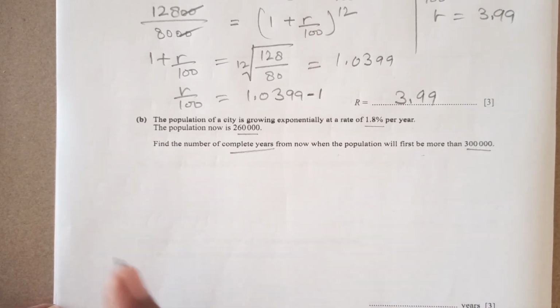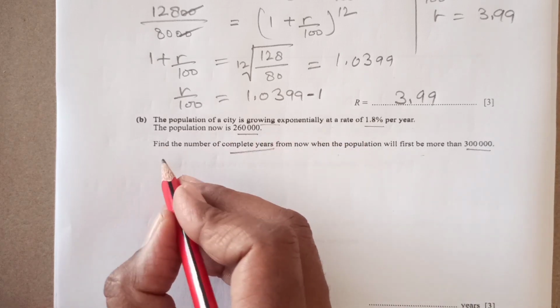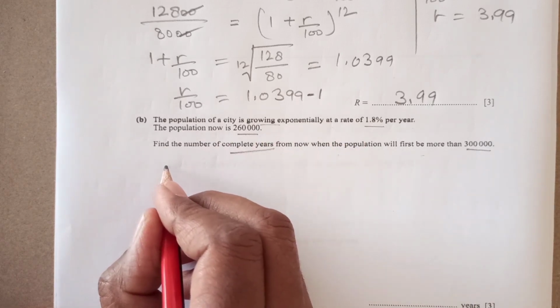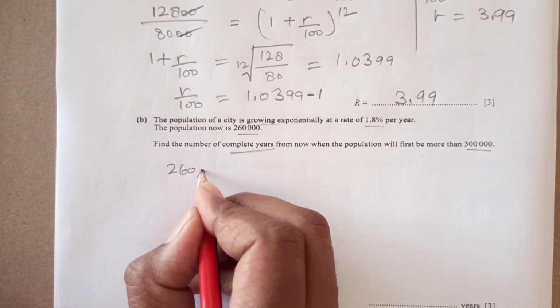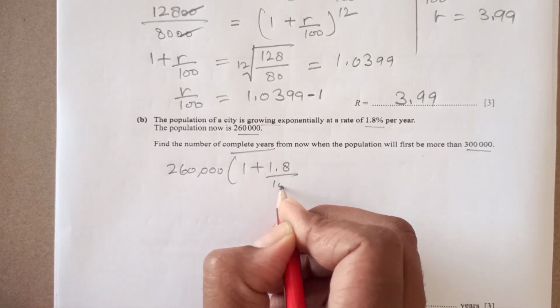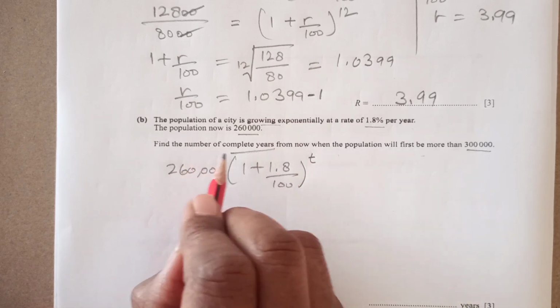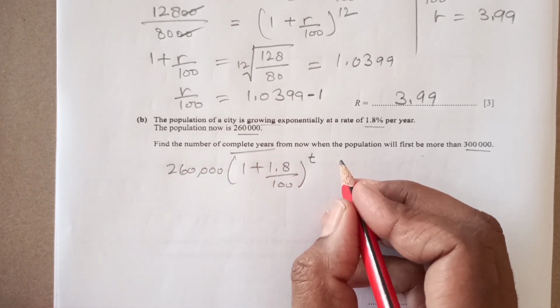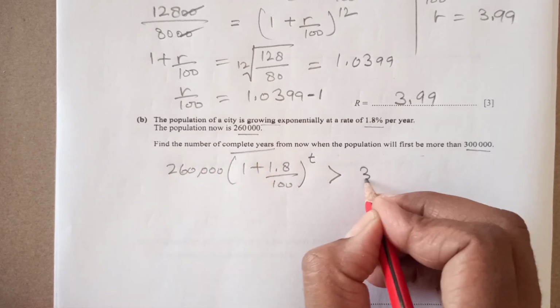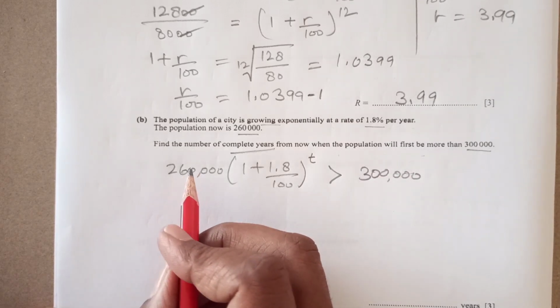Again we are going to use the formula of exponential growth. So 260,000 times 1 plus 1.8 over 100 power t, because we don't know the time, so number of years may be t, and it should be greater than 300,000, right? So this is the statement that we are going to use.